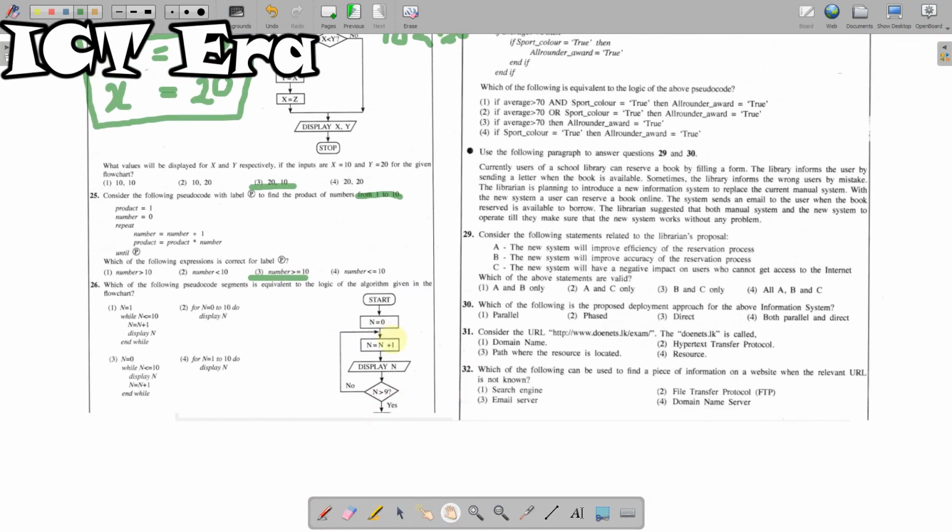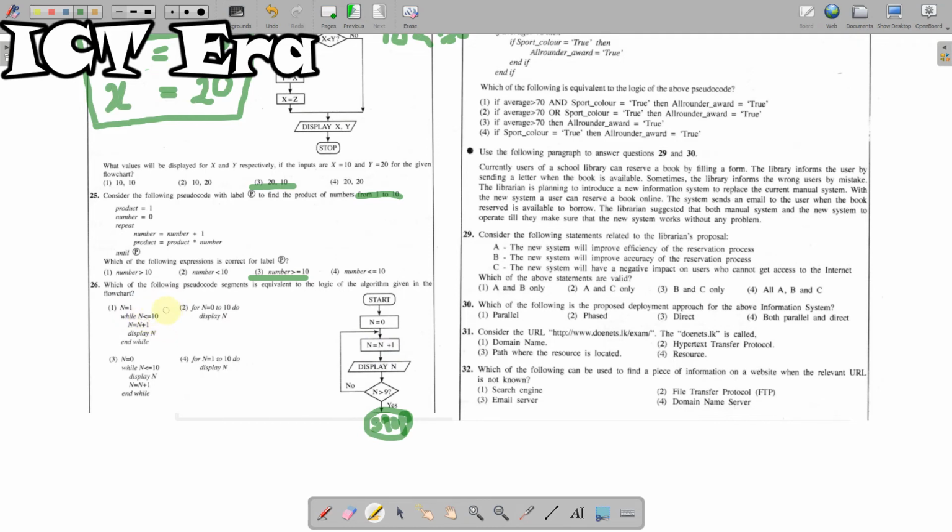The next question: which of the following pseudocode segments is equal to the logic circuit of the algorithm given in the figure, or the flowchart? In here, now we have to display what? We have to display n, and then this is a repetition loop. So let's see. n equal 1, 0 plus 1. Then while n is less than or equals 10.